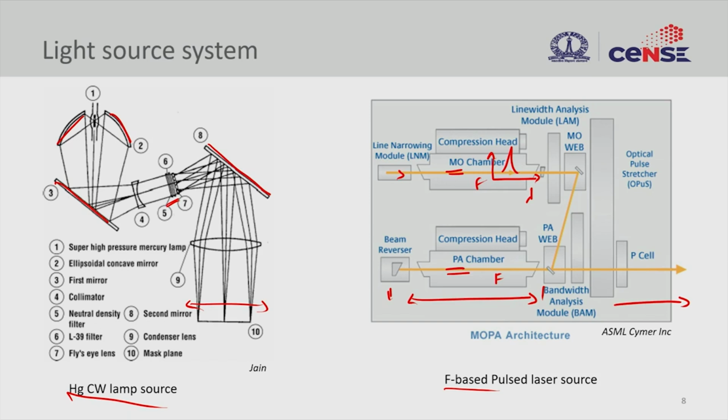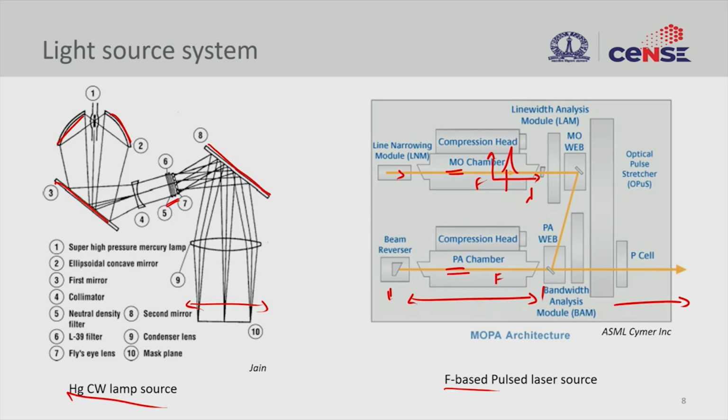So why do we need this master oscillator and power amplifier? The master oscillator always operates at low power so that you can have wavelength stability, because wavelength stability is very important, so that your illumination wavelength is always kept at the same point, so that your resist can respond to that wavelength.